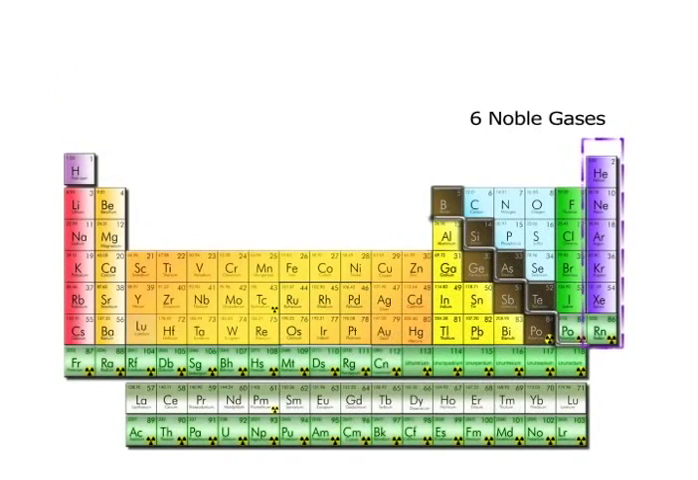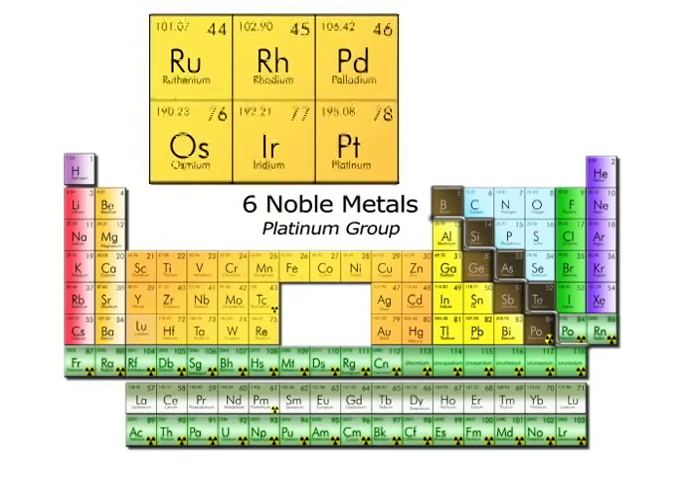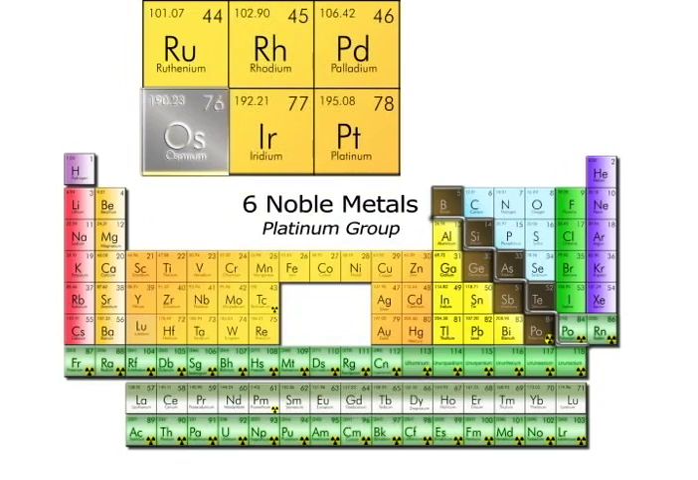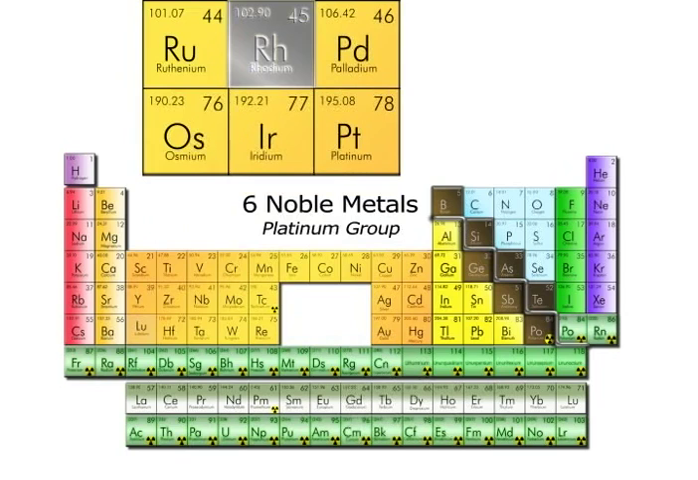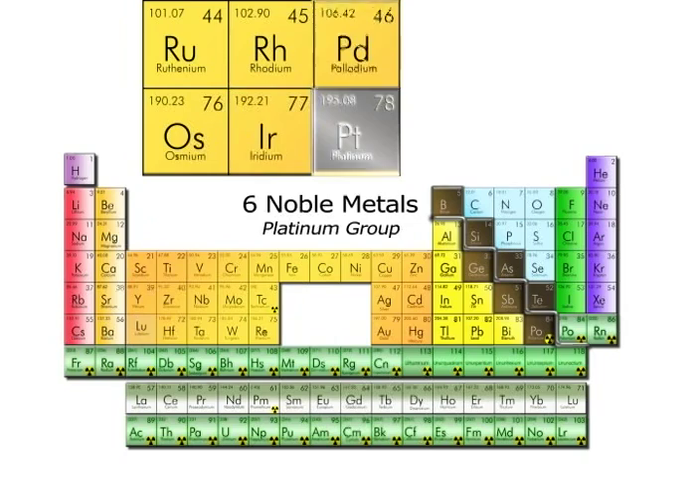Just as we have 6 noble unreactive gases over here, so the metals in this group contain the 6 noble unreactive metals. They are also called the platinum group, as they are all found in the earth grouped around the metal platinum and in the same ores. They are ruthenium, osmium, rhodium, iridium, palladium, and platinum.